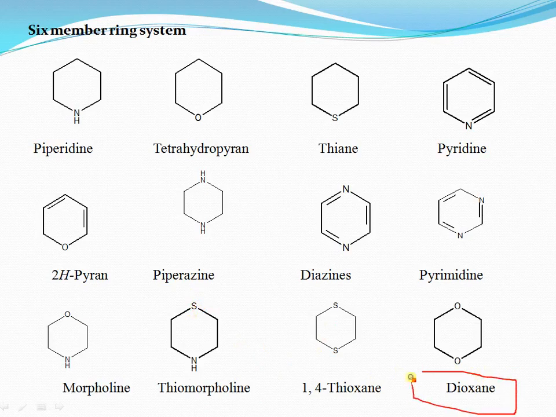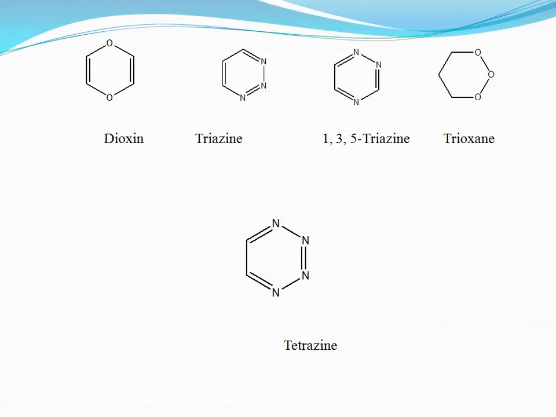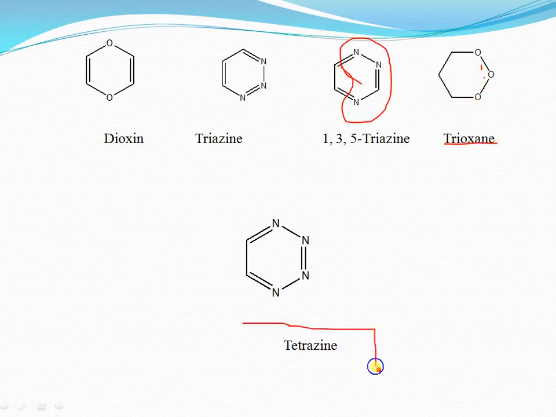Then dioxane is the solvent. Dioxane. 1, 2, 4. It is 1,4-dioxane. 6-member system. Dioxine. It is what? Again unsaturation. Dioxine. Triazine. 1, 2, 3. Triazine. Again it is triazine, but which triazine? It is 1,3,5 triazine. Trioxane. 1, 2, 3. Trioxane. Tetrazine. 1, 2, 3, 4 tetrazine.